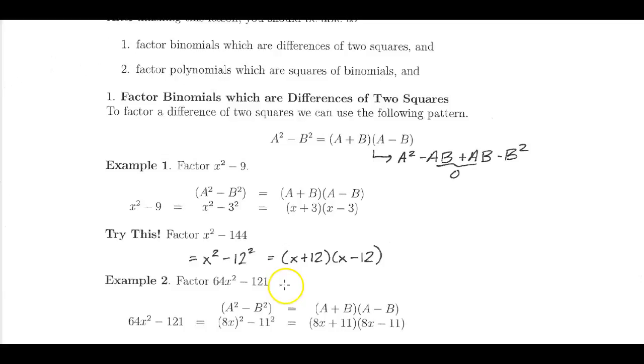So here we have 64x squared minus 121, and 64x squared is the square of 8x, 121 is the square of 11. So this is a difference between two squares. So using our pattern, we can write this as 8x plus 11 times 8x minus 11.